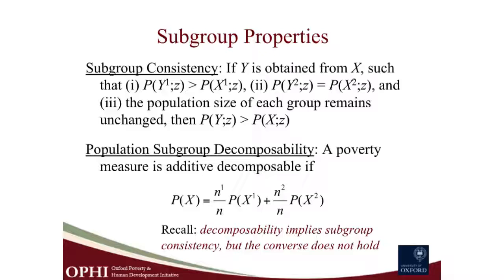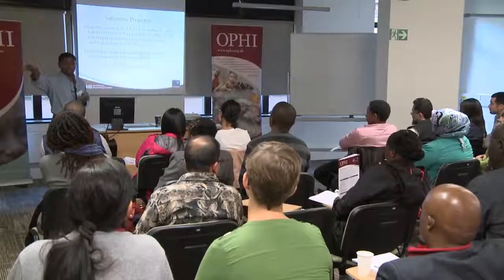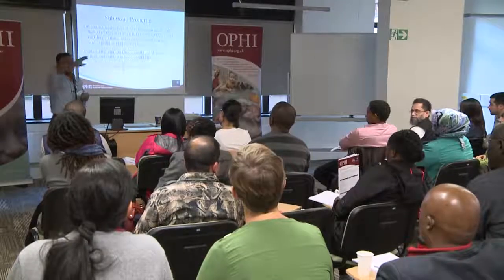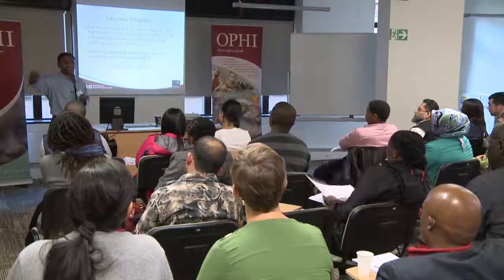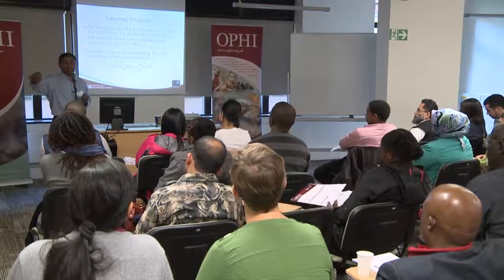And population subgroup decomposability? Multiplying by the shares of the population. Right. So if you have the subgroup poverty levels and if you know the population shares, then the overall poverty can be computed as the population-share-weighted sum of the subgroup poverty levels. That's the idea.